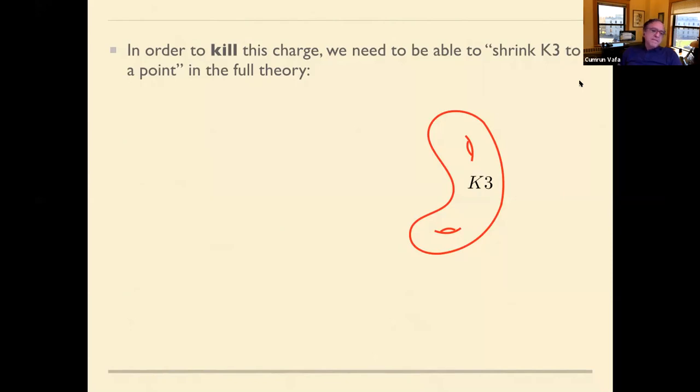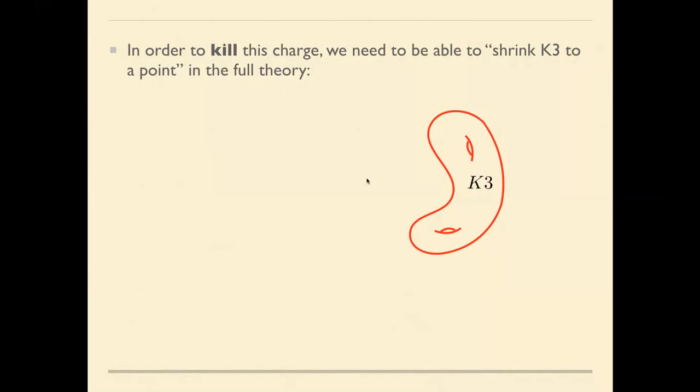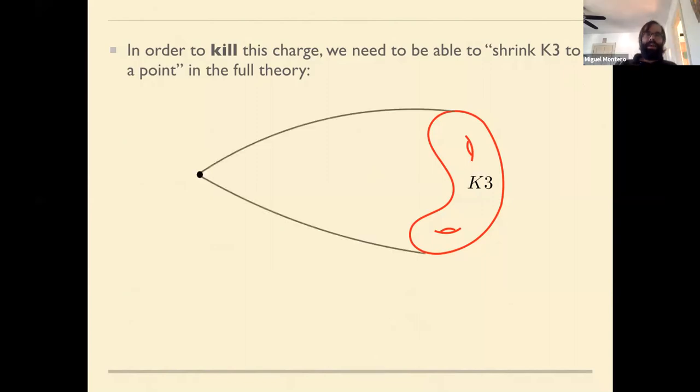Okay, thank you. So the idea, what the cobordism conjecture tells you, is that there must indeed be some sort of UV configuration in the theory which allows this K3 to shrink to a point. So this is typically going to be some sort of UV brane or whatever. It allows the object to decay.